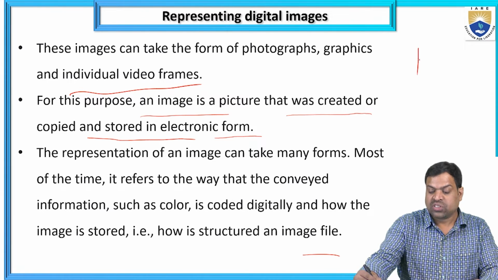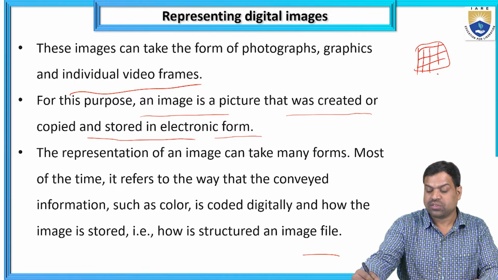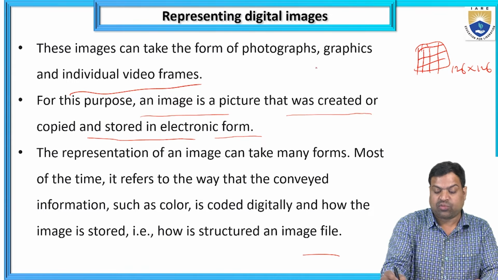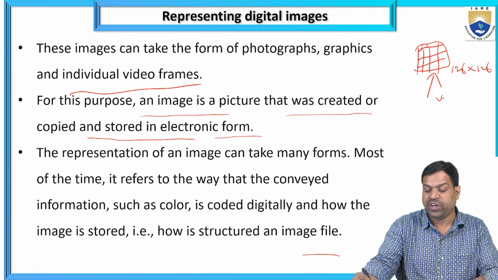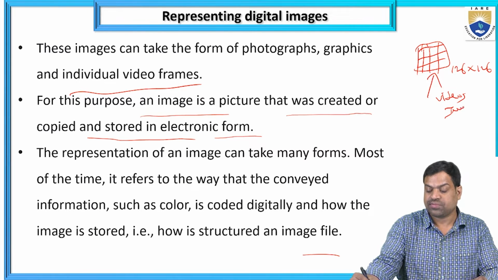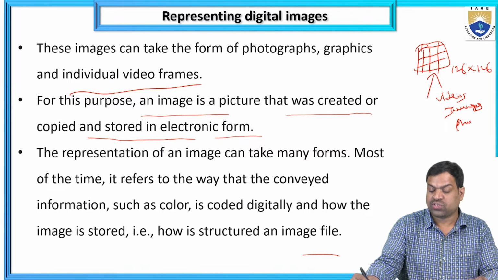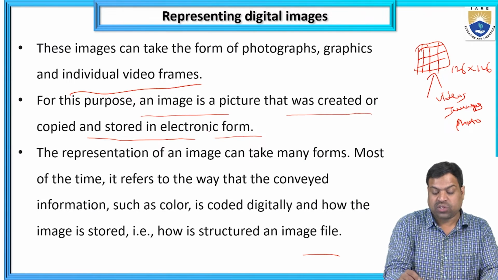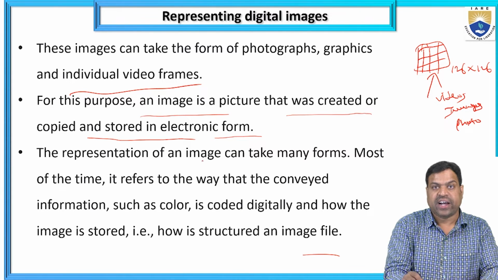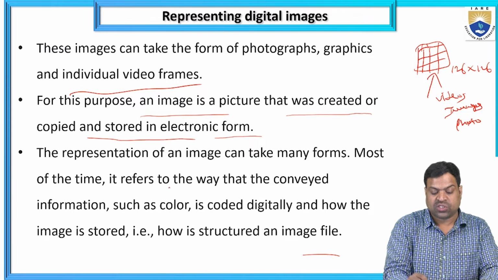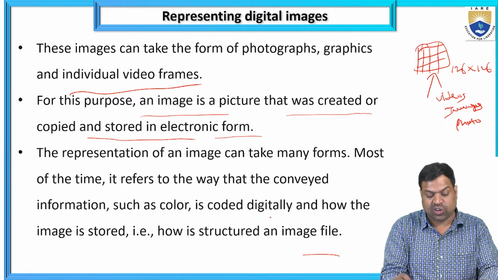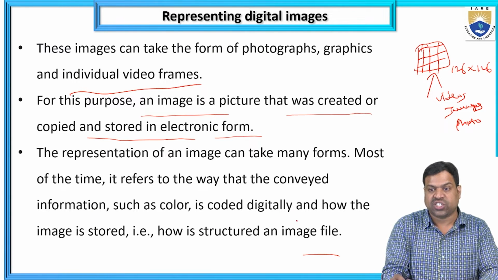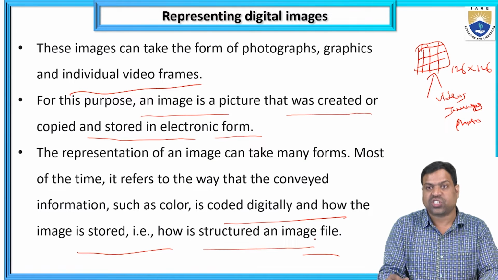First of all, I am taking one image. The size is 126 into 126. These images can take the form of photographs, graphics and individual video frames. So there are different forms, that is videos, images and photographs. The image is a picture that was created and copied and stored in electronic form. The representation of an image can take many forms. Most of the time it refers to the way that the conveyed information such as color is coded digitally and how the image is stored and how it is structured in the image file.